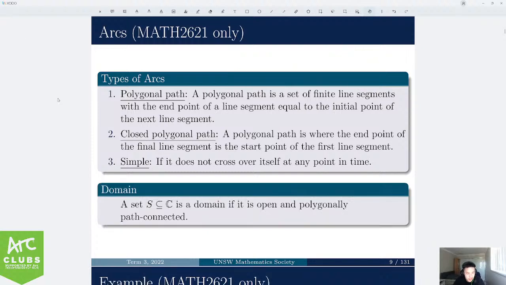And a domain is essentially a set that is open and polygonally path connected. That's what we call a domain.